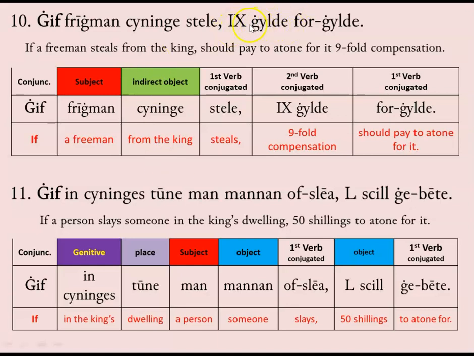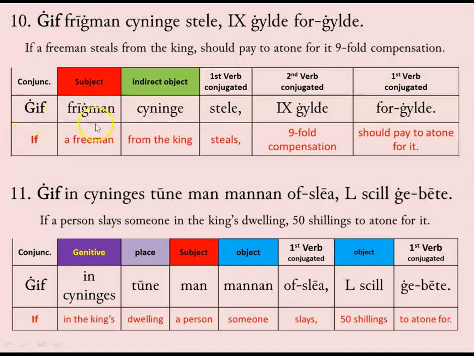Yulda. So here we go again. Parataxis again. Yulda far yulda. Blimey. So we've got two verbs here, and we'll see what that is in a minute. So in modern English, we could write, if a freeman steals from the king, he should pay to atone for it, ninefold compensation. He, or whatever the freeman, should pay to atone for it, ninefold compensation.